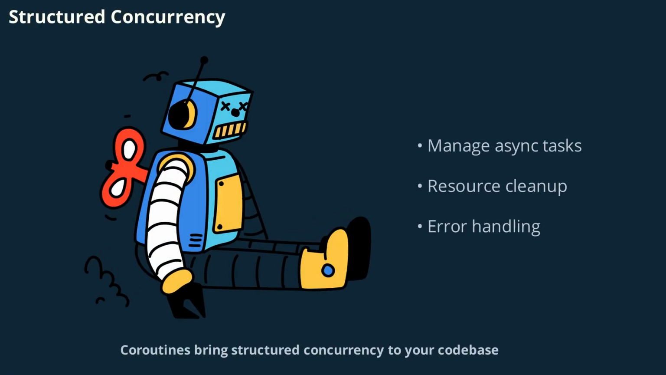Coroutines bring structured concurrency to your codebase. This means you can manage the lifecycle of asynchronous tasks more easily, ensuring that resources are cleaned up properly and errors are handled gracefully. Structured concurrency leads to safer, more predictable code, especially in complex applications.